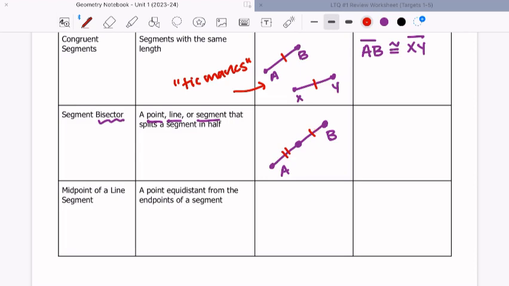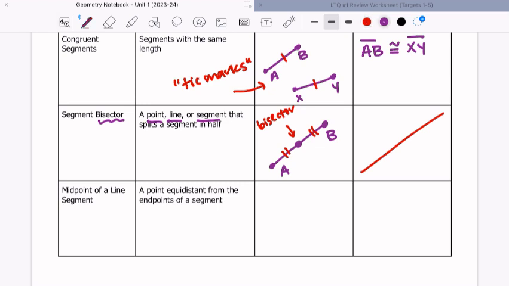Like, let's say for instance that this one has 2 and this one has 1. That doesn't mean that they're congruent because they're marked differently, okay? But anyways, in this case, we're going to mark them the same. So this point here would be the bisector because it is doing the splitting. And there's no official notation for this.